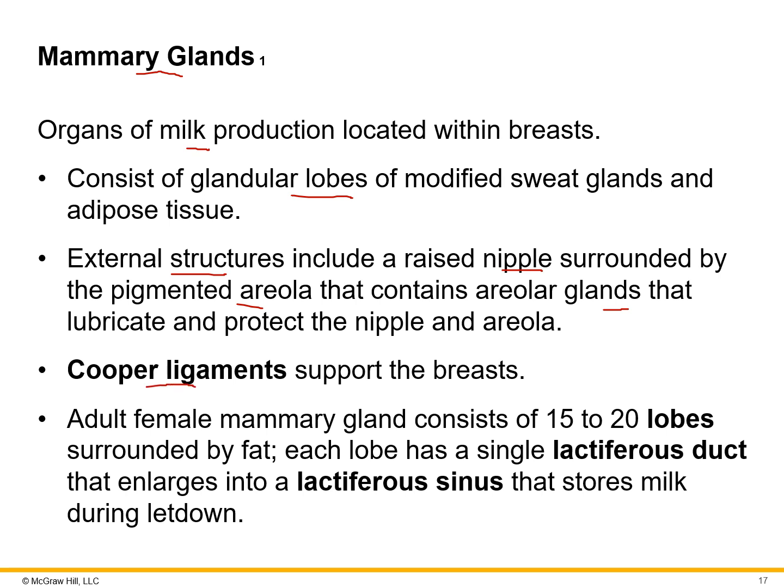And just to give you some ideas here. In the adult, we have about 15 to 20 lobes surrounded by the fat. Each one has what's called a lactiferous duct that opens up into a lactiferous sinus to store the milk during the letdown. So as the milk is being produced, the letdown is whenever it comes out so that the infant can nurse. So those sinuses fill with milk during the letdown.